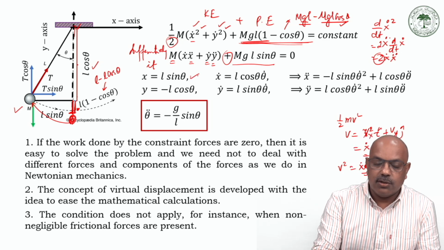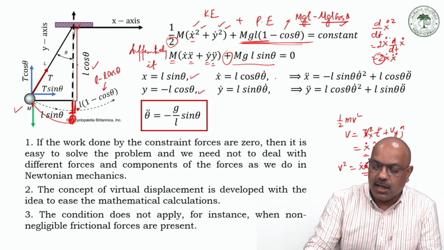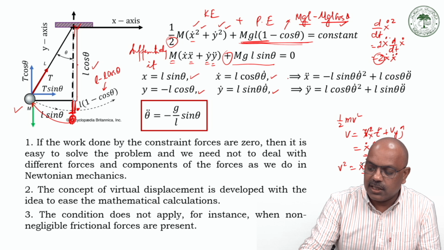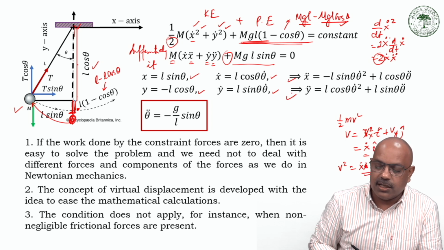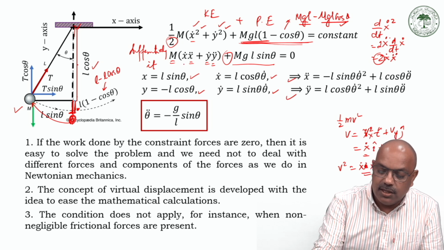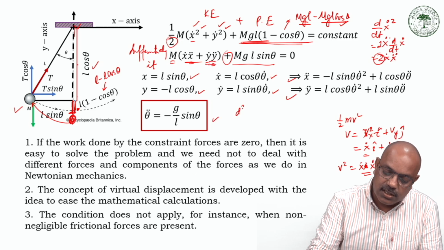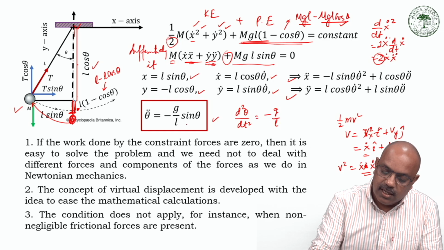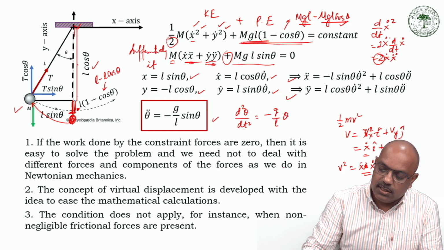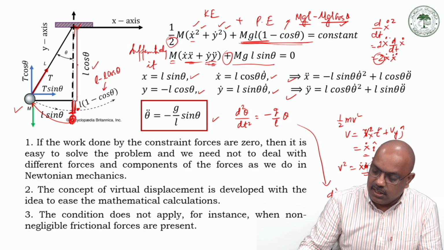Now we have x equal to sine theta and y equal to minus cos theta, and we have already calculated x dot, y dot, x double dot and y double dot. If you put all these in here, you get the same equation: theta double dot, d2 theta by dt square, equal to minus g by L theta for a small angle. So again we have d2 theta by dt square plus omega square theta equal to 0, where omega is the square root of g by L.